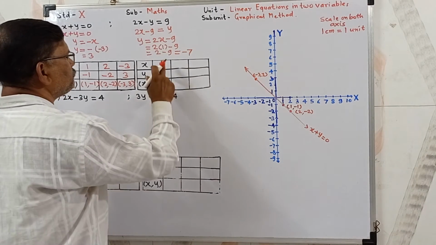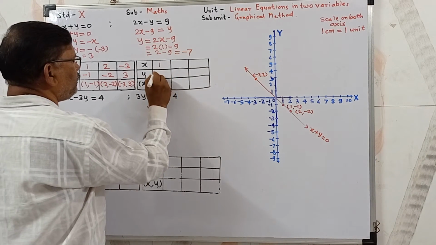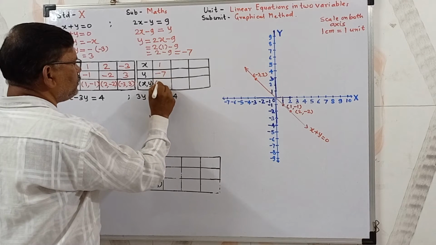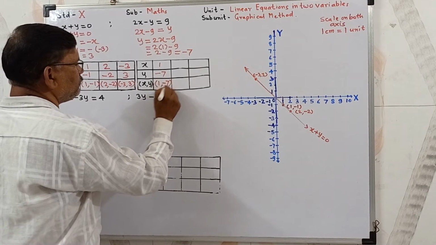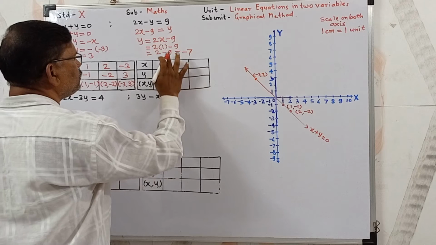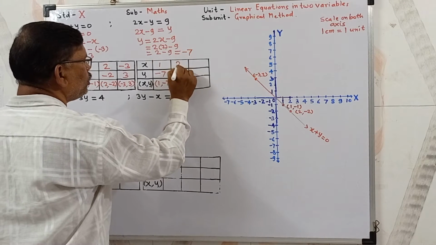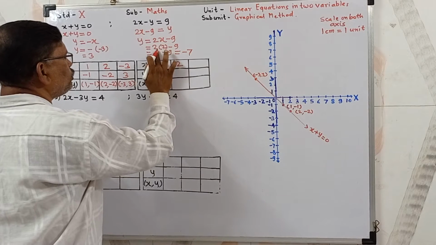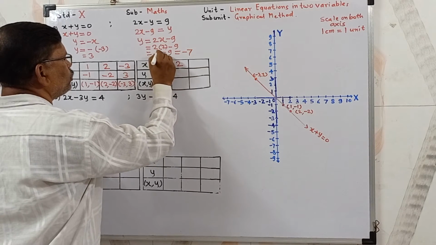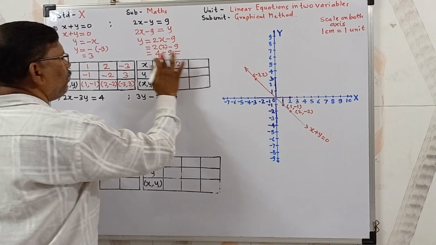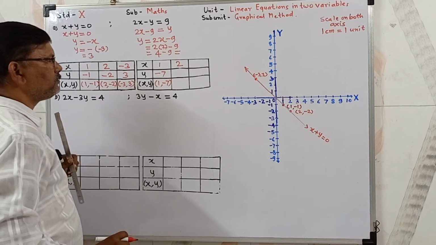Do subtraction. That is 1 minus 7. So the point is 1, minus 7. Now we take x equal to 2. Then 2 into 2 is 4. 4 minus 9.